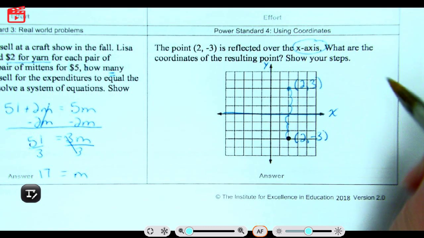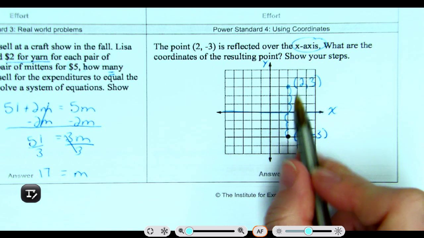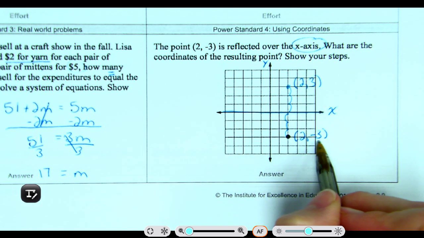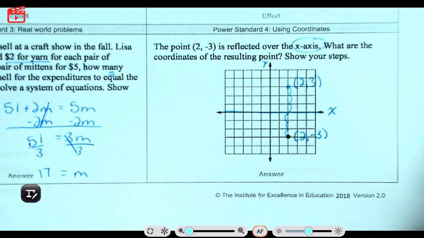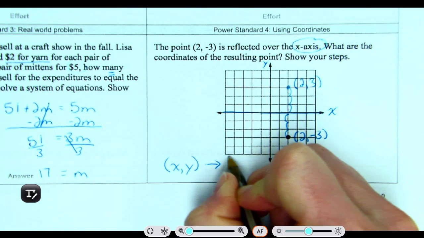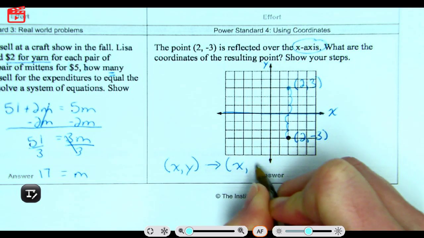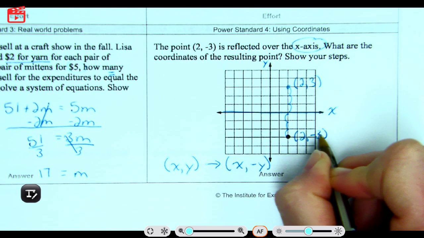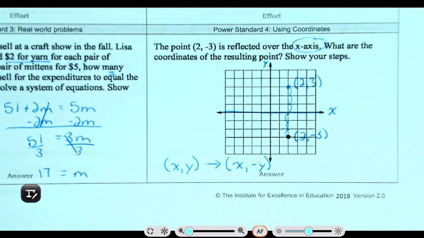+3. So you notice our x value stayed the same. It was our y value that changed. So if we wanted the coordinate notation for it, we would say we take our point, and our x stays the same, but then our y becomes its opposite. We went from -3 to +3, and that would be the coordinate notation for reflecting over the x-axis.